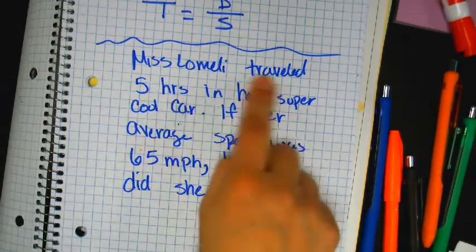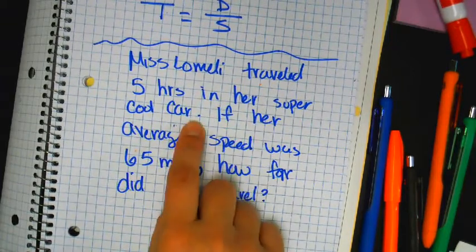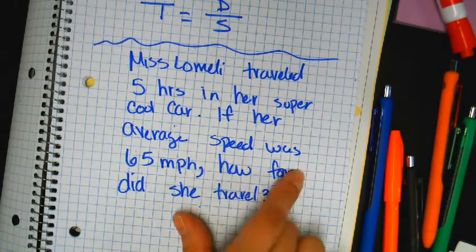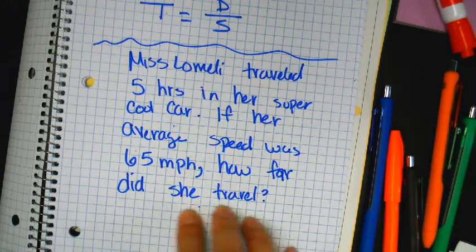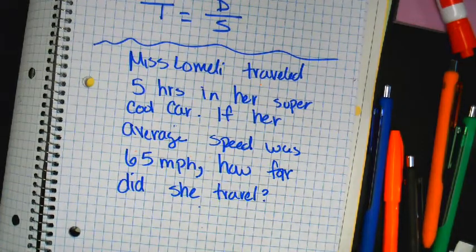Miss Lamelli travels 5 hours in her super cool car. If her average speed was 65 miles per hour, how far did she travel? What are we solving for?